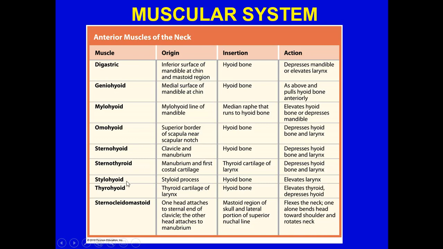The stylohyoid elevates the larynx. The thyrohyoid elevates the thyroid, depresses the hyoid. The sternocleidomastoid flexes the neck. One alone bends the head toward the shoulder and rotates the neck. And what I mean by that is just one side is necessary.